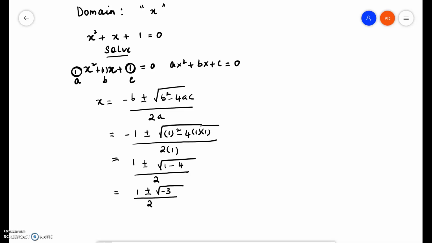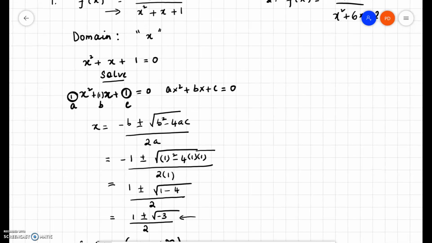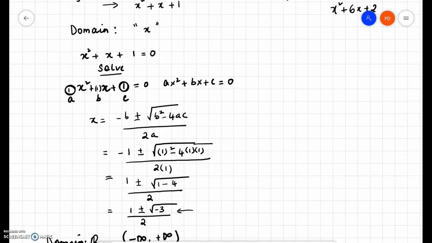Now notice that there's a negative inside the radical sign, which tells us that this solution is not a real number, right? So if there is any number that makes the denominator equal to 0, it's not a real number. So the domain is all real numbers with no exception. We don't have to get rid of any of the numbers. So the domain is all reals. You could write it as an interval, negative infinity to positive infinity. So all real numbers can be plugged into this function f of x equals 1 over x squared plus x plus 1.